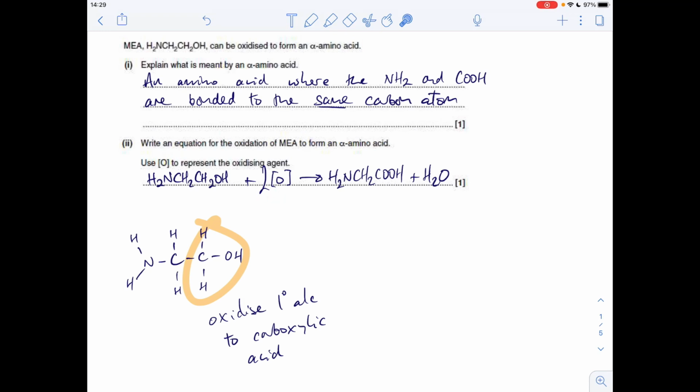So we need 2 moles of oxidizing agent to get it to the carboxylic acid, and we also get a water molecule as well. Remember, water is only produced when you go from the primary alcohol to the aldehyde in that first oxidation. Going from the aldehyde to the carboxylic acid doesn't make any more water. So there's only one water molecule needed in that equation.